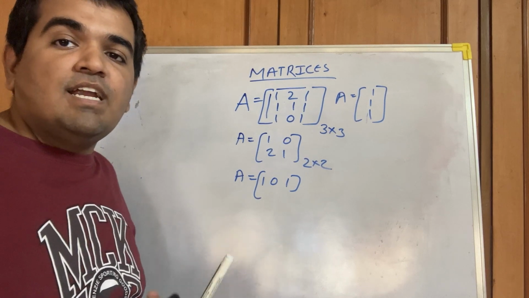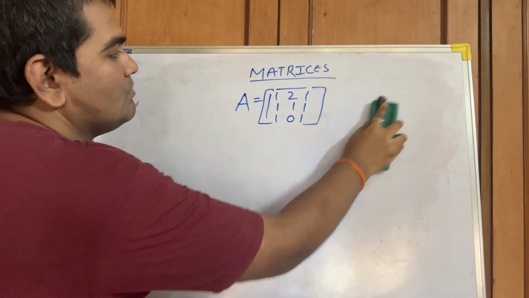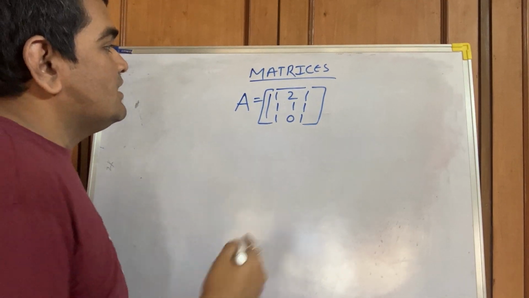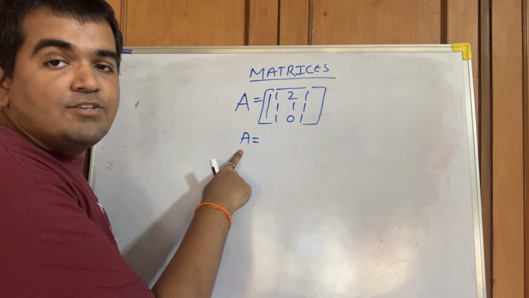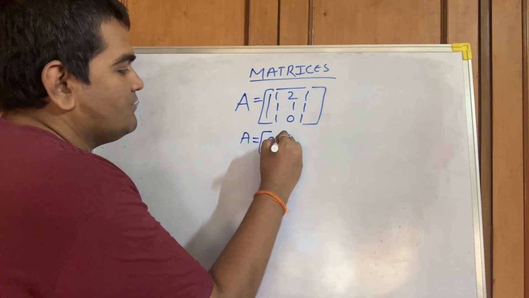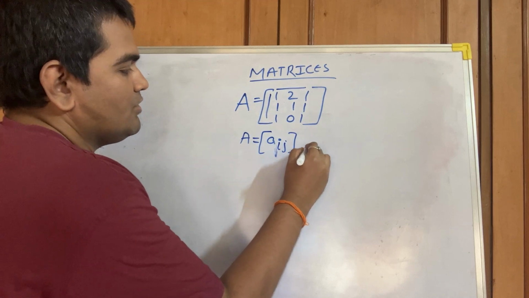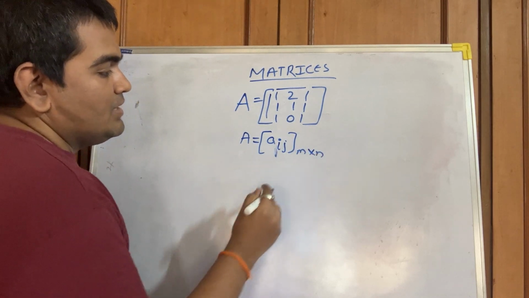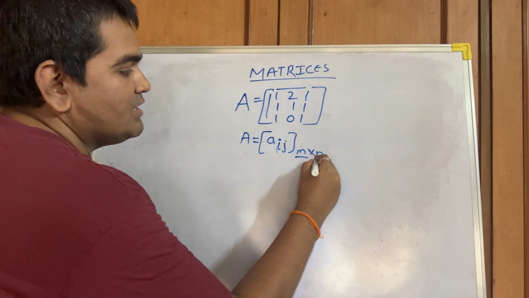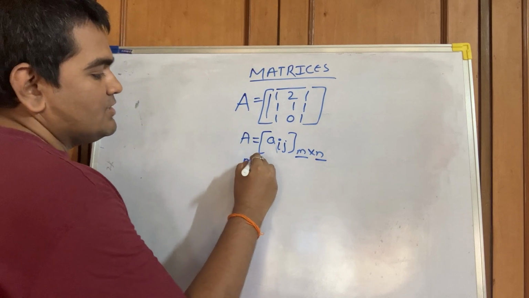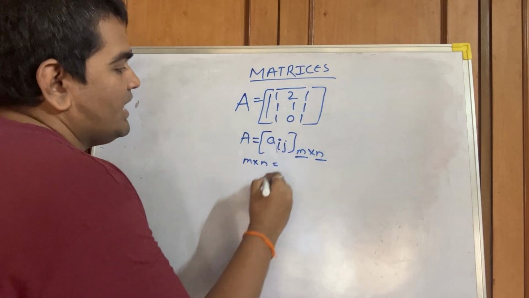Now we shall understand some terminologies related to matrix. The capital A here denotes the matrix A of i j, m cross n. Now m is nothing but the number of rows, n is nothing but the number of columns, and m cross n is nothing but the size or the order of the matrix.